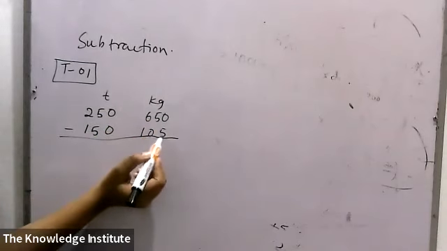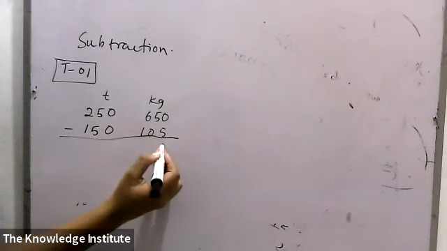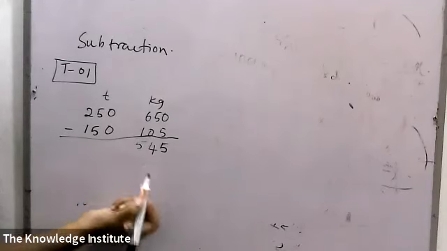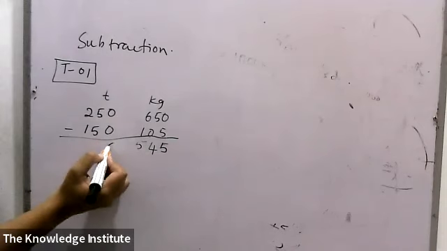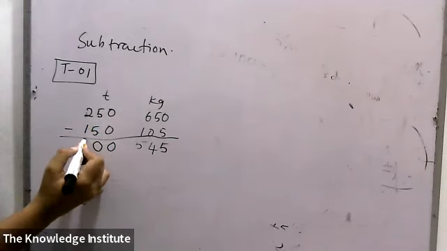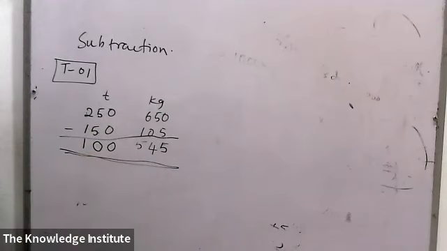How can we subtract? From 0, can you subtract 5? Can't. Then you borrow 1 from 5, right? It will become 10. From 10, can you subtract 5? Yes, 5. Then this will become 4. From 4, if you subtract 0, 4. From 6, if you subtract 1, 5. So 545. 0 minus 0 is 0. From 5, if you subtract 5, it will be 0. From 2, if you subtract 1, it will be 1. So 100 tons and 545 kilograms will be your answer.